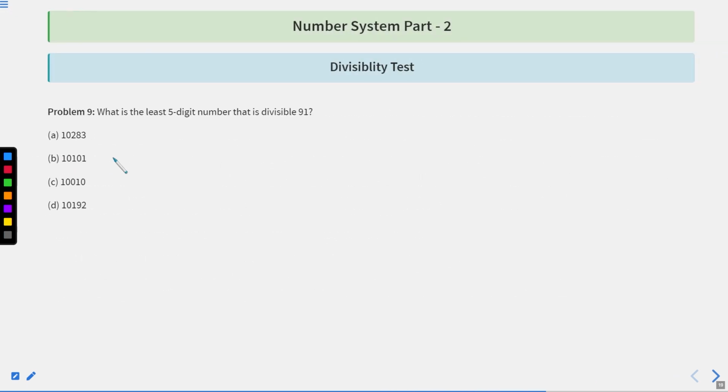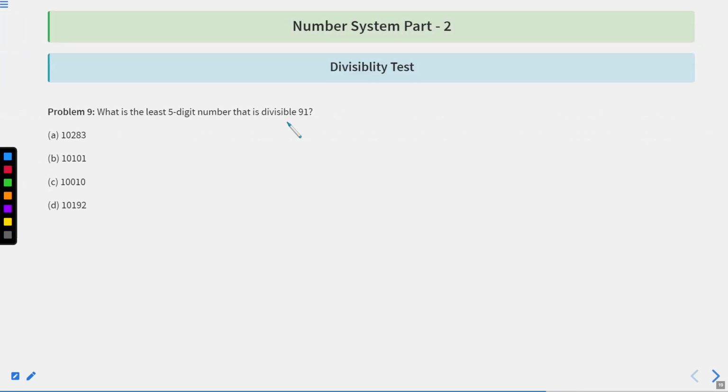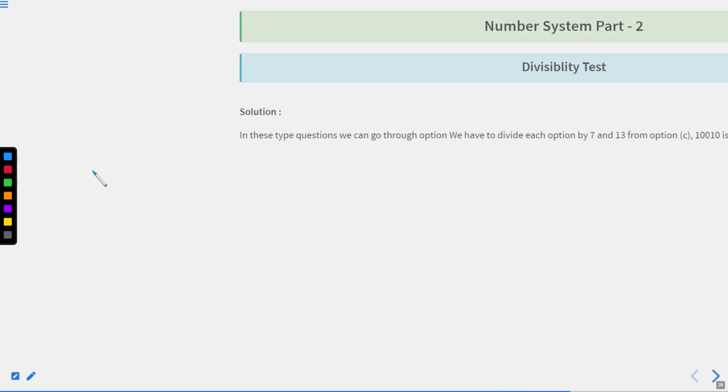Now, moving on to problem number 9. What is the least 5-digit number that is divisible by 91? It's a very simple question. In this type of question, we can go through the options and divide each option by 7 and 13. From option C, we can see that it is divisible by 7 and 13. So 10010 works here, and this is the least 5-digit number that is divisible by 91.